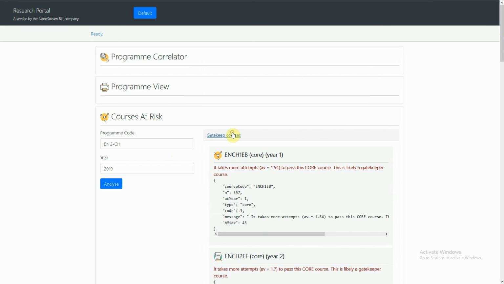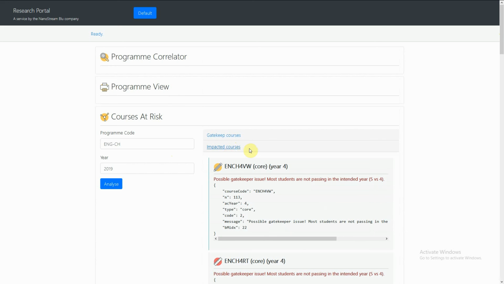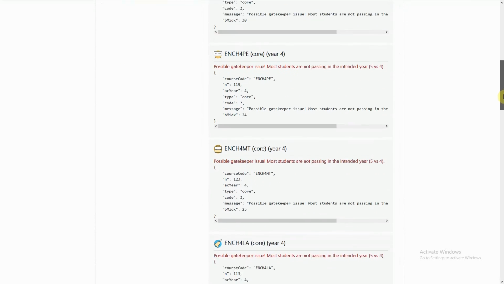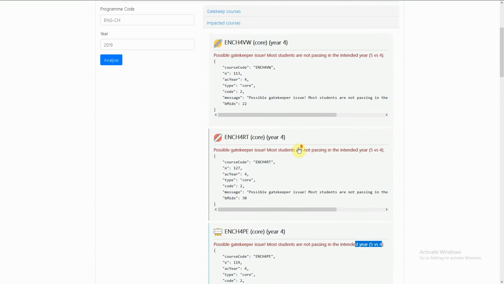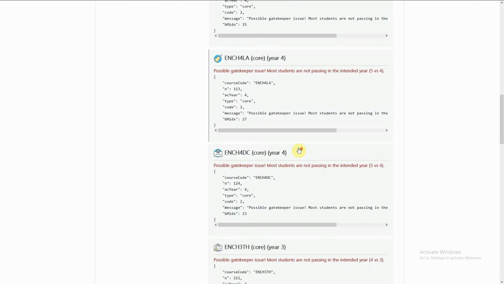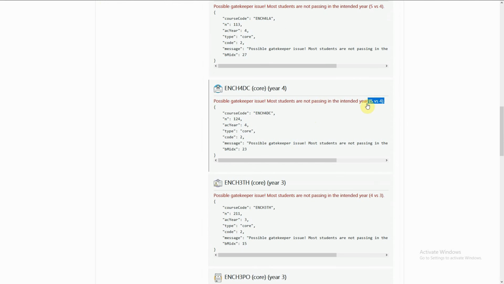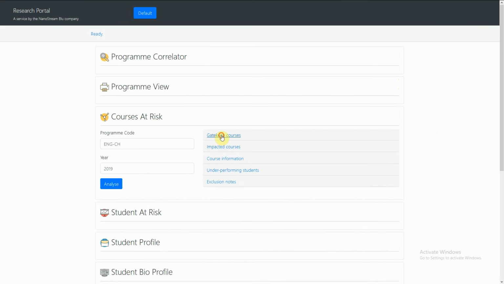The system generates a list of so-called impacted courses, and the chief metric here is the difference between the first academic year of study of a course and the academic year of study where it should have been taken. For example, this course has a high pass rate, but is only attempted for the first time on average in the 5th year of study, which is not supposed to exist. It has been impacted by a prerequisite being a gatekeeper course. So let's go back to the gatekeepers and unpack some detail.